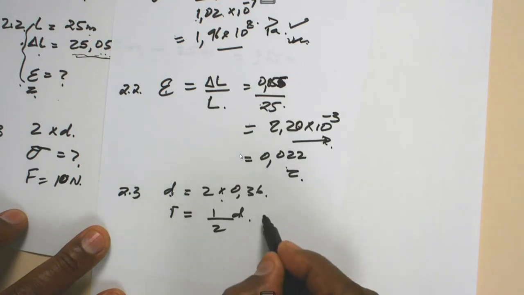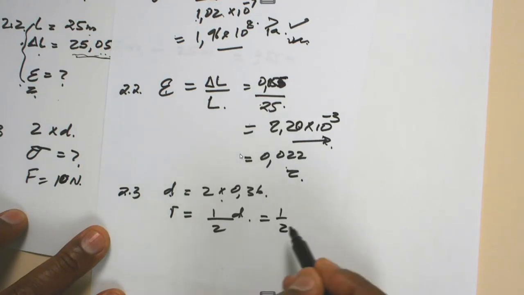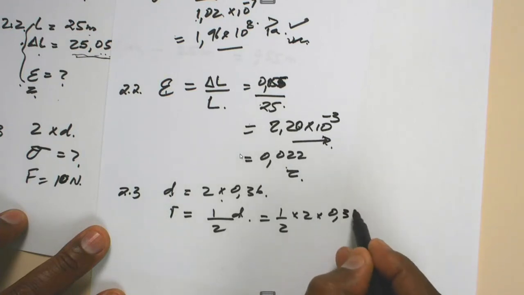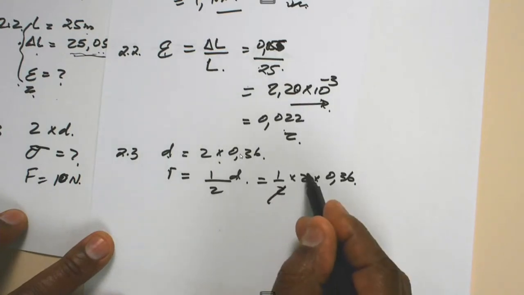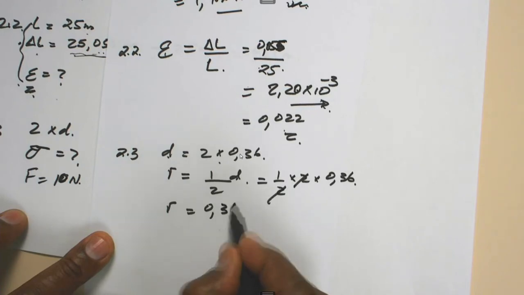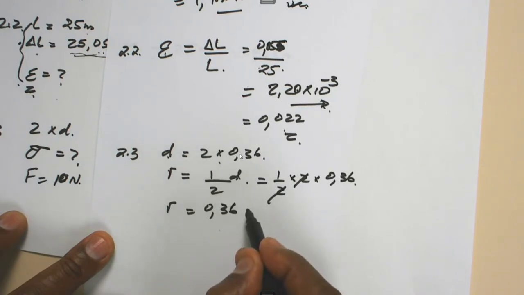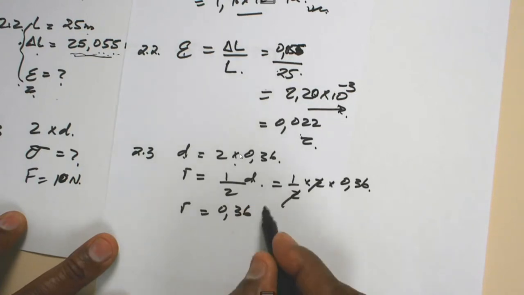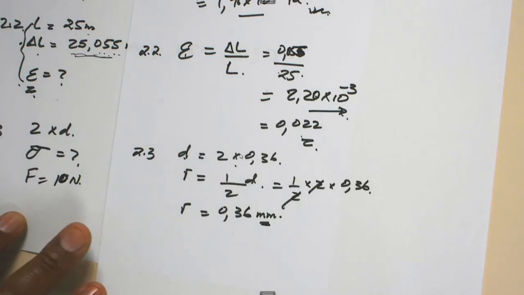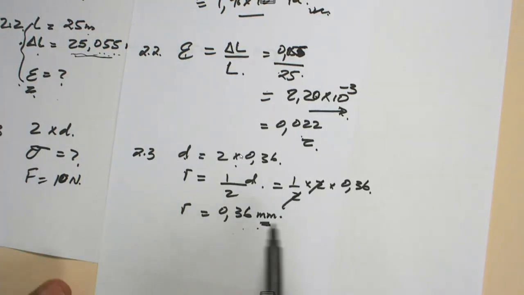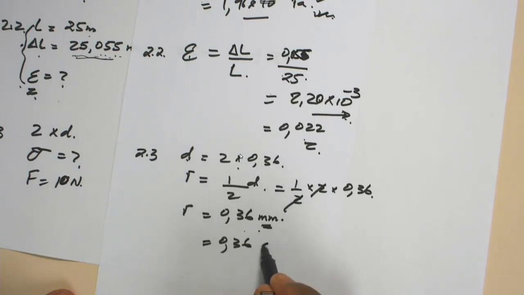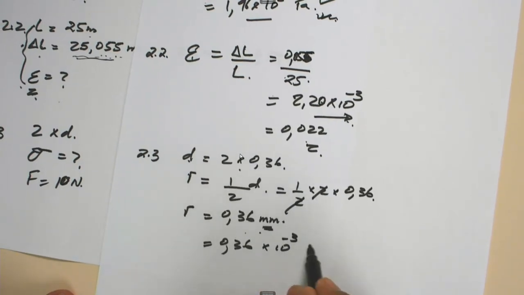The radius will therefore be half of the diameter. So it would be half of 2 times 0.36. I think you'll see that this will cancel out, so the radius will actually be 0.36. Is that 0.36? Oh, millimeters again. So we have to convert this to meters, which will give us 0.36 times 10 to the power minus 3 meters.